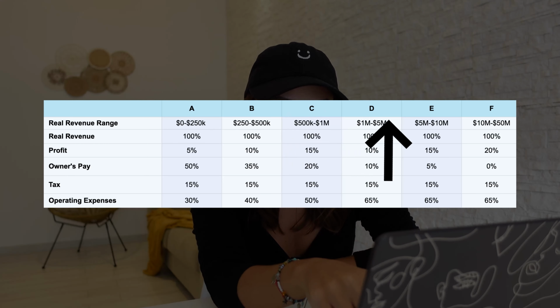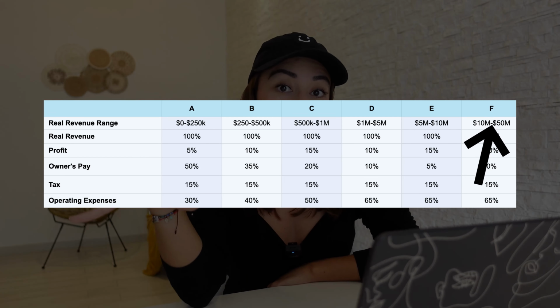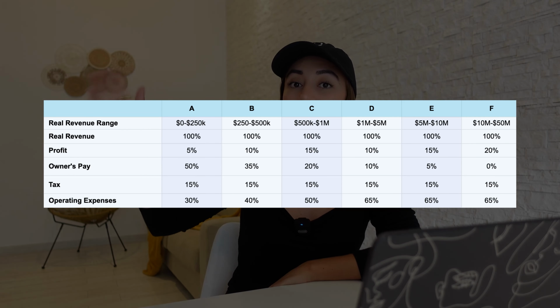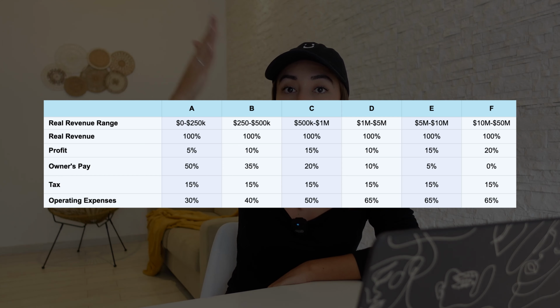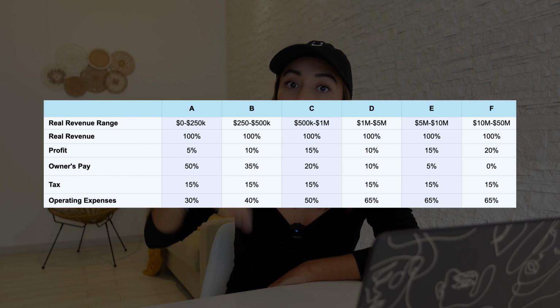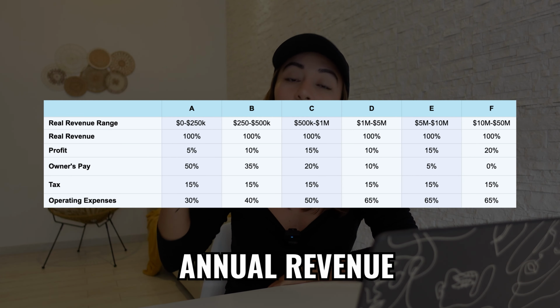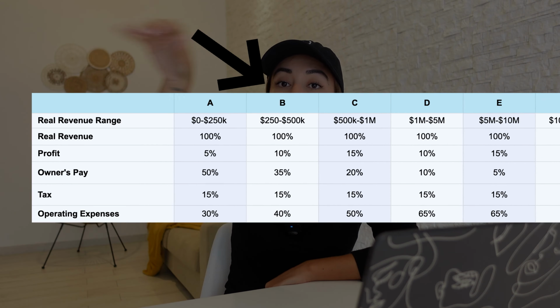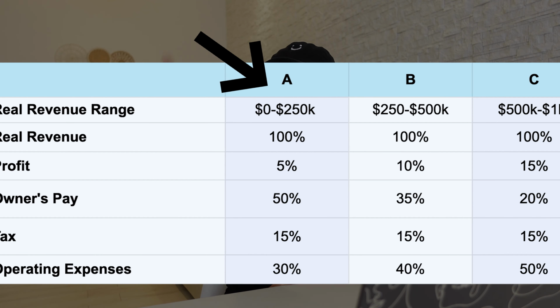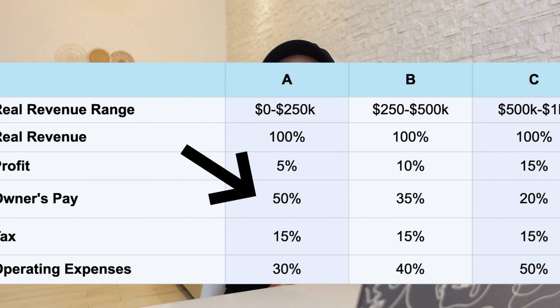There's basically 6 different columns on the chart, as you can see, and you find exactly where you think you're going to be at for the following tax year in terms of annual revenue. So you look at the column that corresponds to your annual revenue, and then that's the percentage that you're going to follow along for each of the categories.